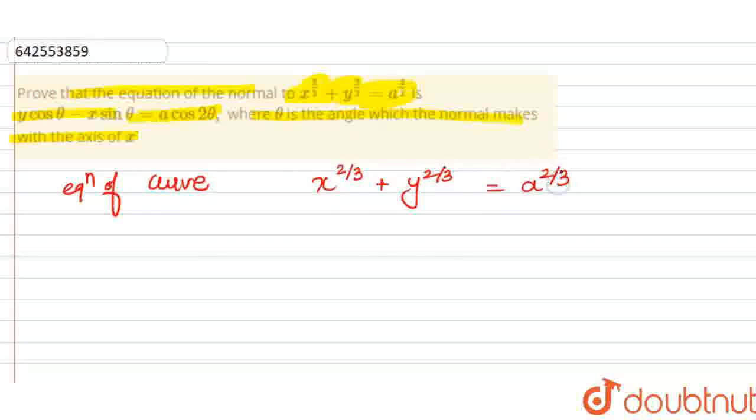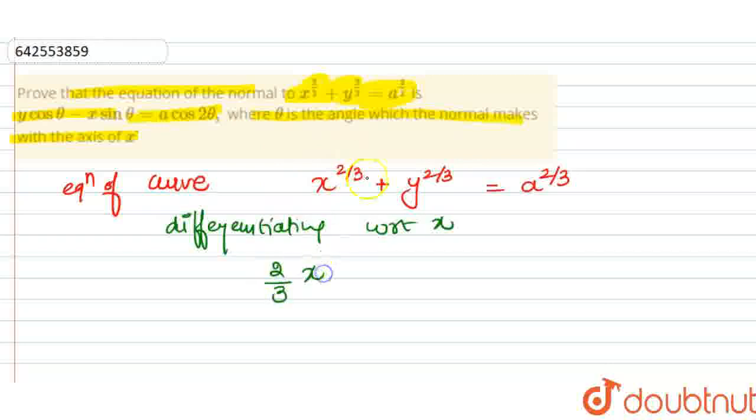So we'll write the equation of the curve first. Equation of curve is x^(2/3) + y^(2/3) = a^(2/3), right? So this is our equation of curve, and we know that if we differentiate this equation with respect to x, then we can get dy by dx, right? And dy by dx is what? Our tangent slope, right?